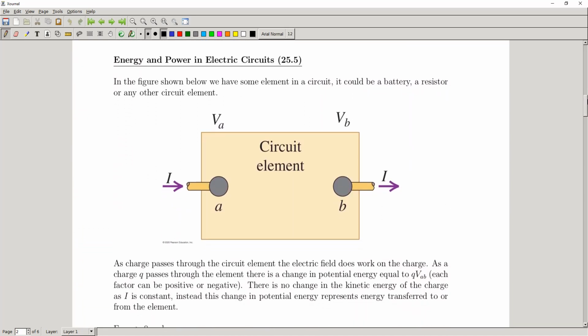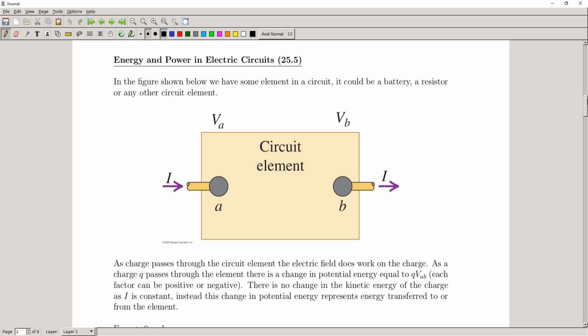So now we want to change gears slightly, although that last topic related pretty well to what's going to be happening in this section. We want to now talk about energy and power in electric circuits and circuit elements. And this is everything that's covered in section 25.5.